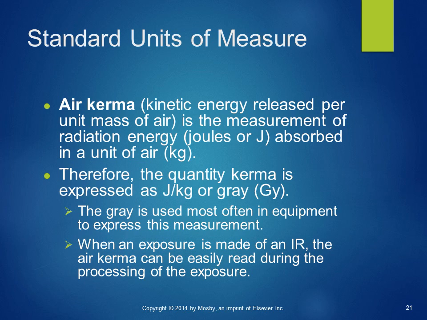Air kerma. Kinetic energy released per unit mass of air is the measurement of radiation energy, or joules, or J, which is absorbed in a unit of air, so kg. Therefore, the air kerma is expressed as J over kg, or gray. The gray is used most often in equipment to express this measurement. Hint, hint, the gray is used most often in equipment to express this measurement.